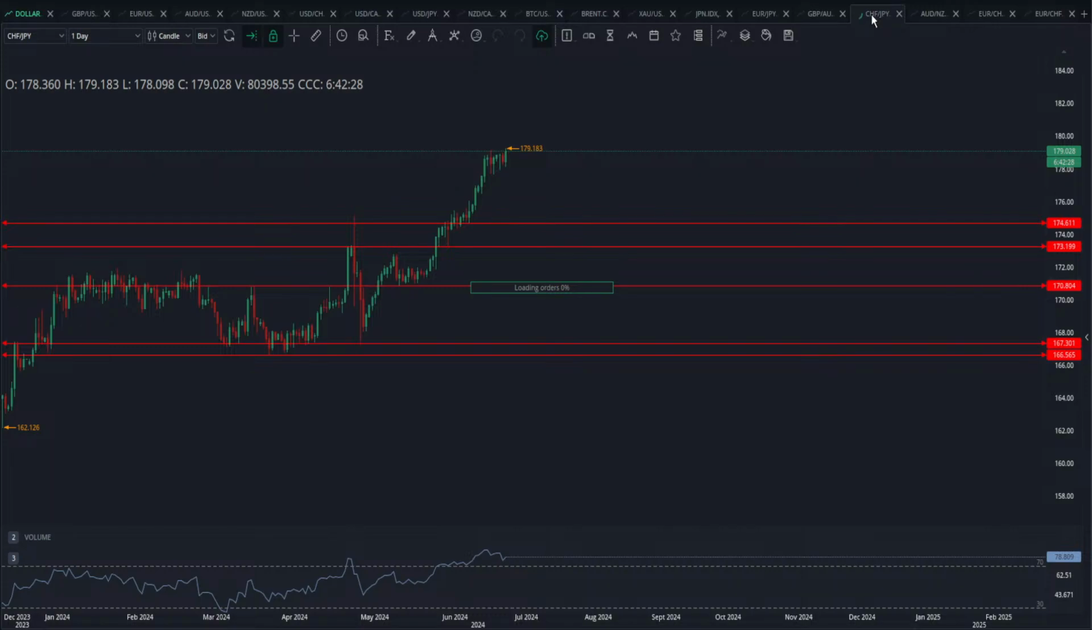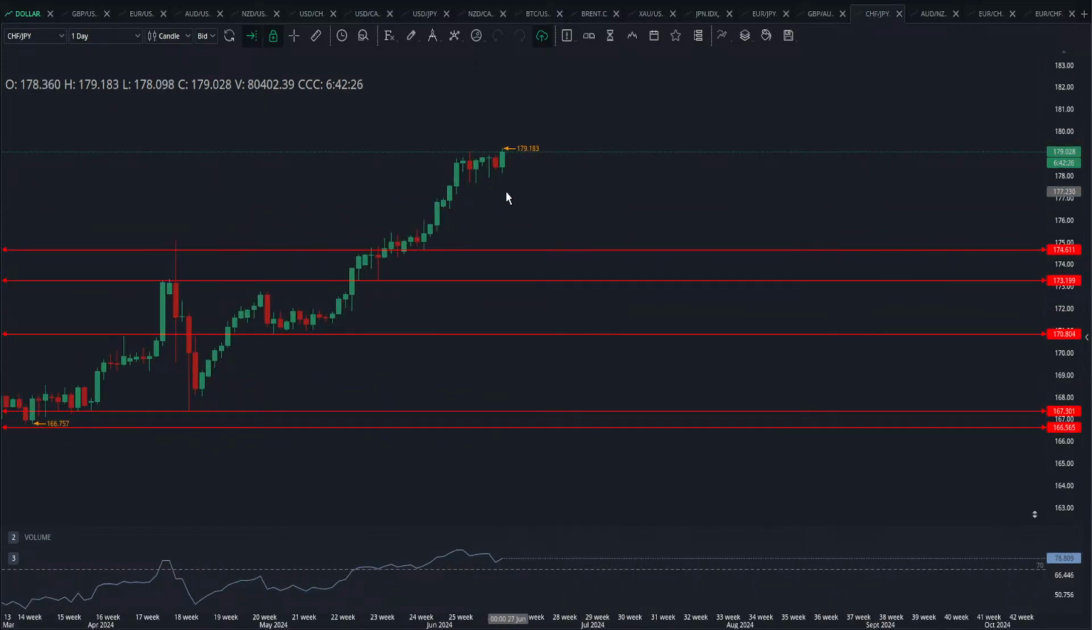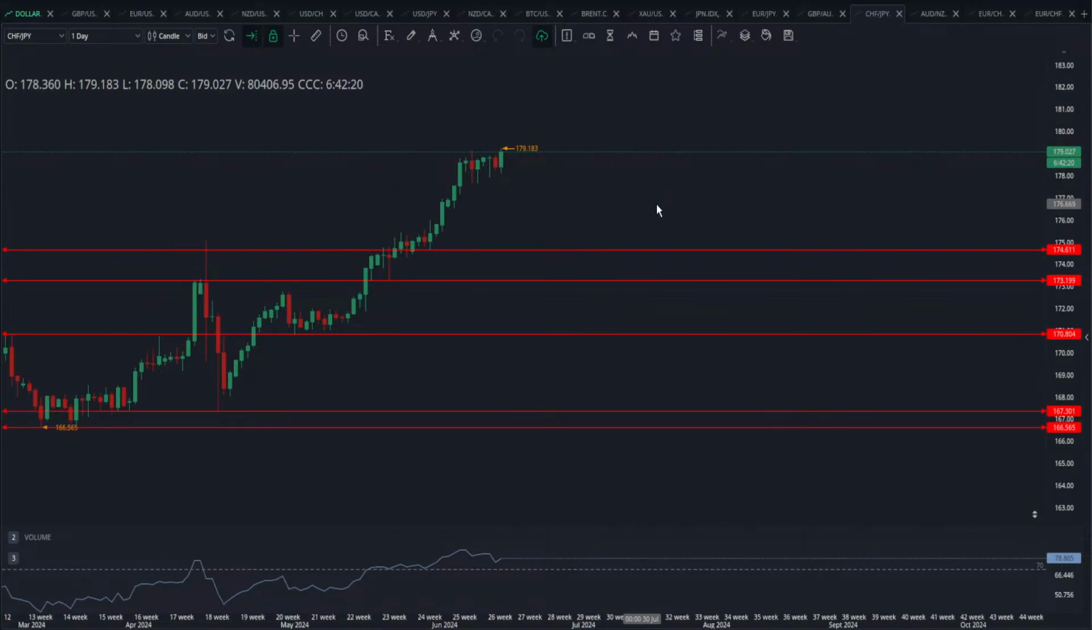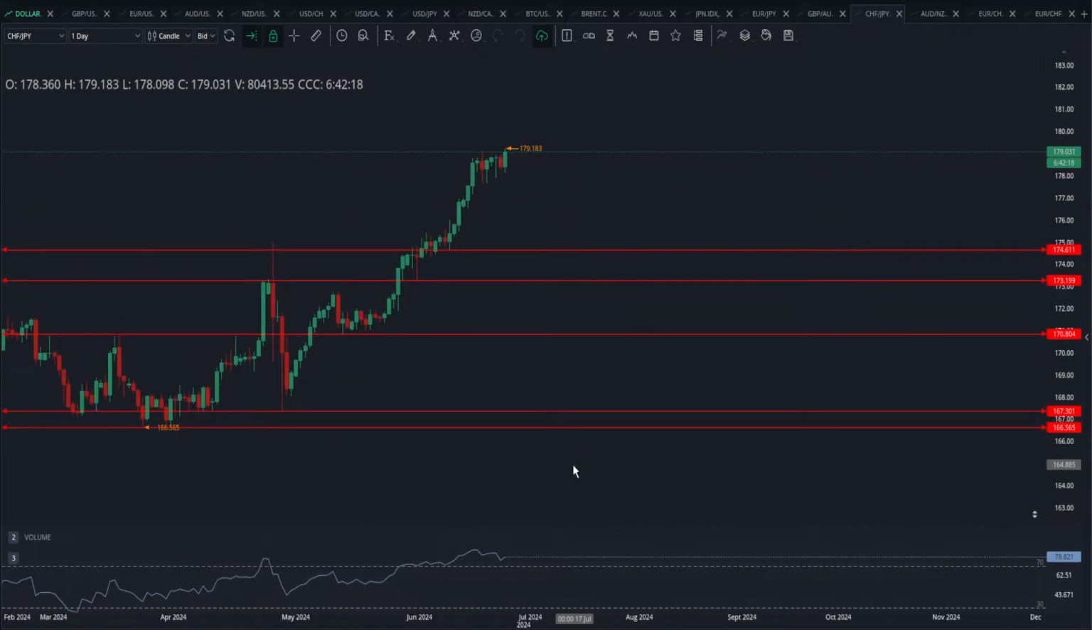That's just a suggestion. CHF, well, a bullish engulfing at the resistance, engulfing all the price action in the past. But I'm still not buying this market because this is too high for us to buy. 78.82 is the RSI, not recommended.